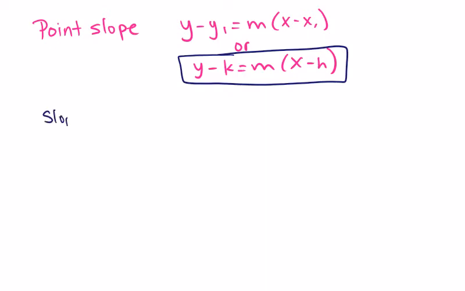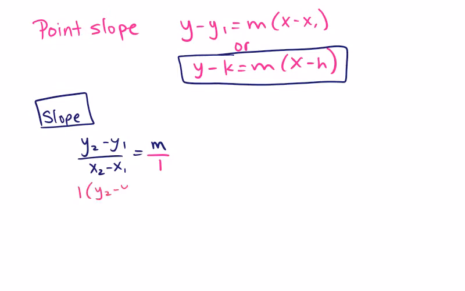So we're going to start with our slope formula. And our slope formula was y2 minus y1 over x2 minus x1. That gets you the value of the slope. Now, using algebra, I'm going to go ahead and put m over 1, and now I'm just going to cross multiply. So this is going to get me 1 times y2 minus y1 is equal to m times x2 minus x1. Now, 1 times anything doesn't change the value, so the left is just going to be y2 minus y1 equals, and then this is m times x2 minus x1.